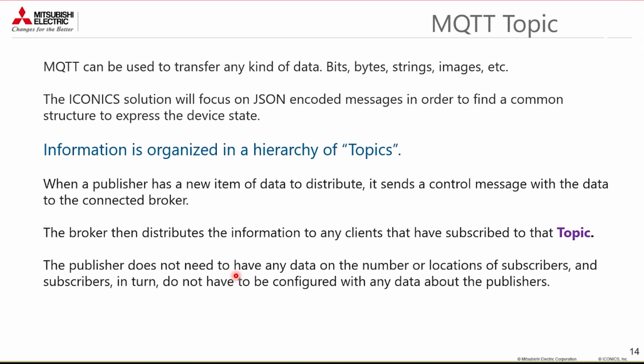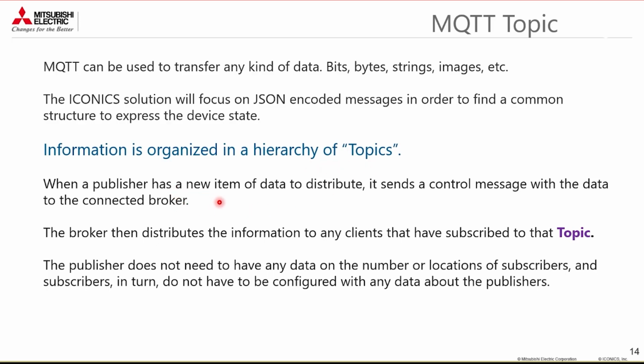All right. So how does MQTT transfer data? I mean, what kind of data do they transfer? It could be bits or bytes, strings, images, and many others, right? In ICONICS, our solution stays focused on JSON. JSON will encode the message, in order to find a very common structure to express the state of the device. And this information we would like to organize in a hierarchy called topics.